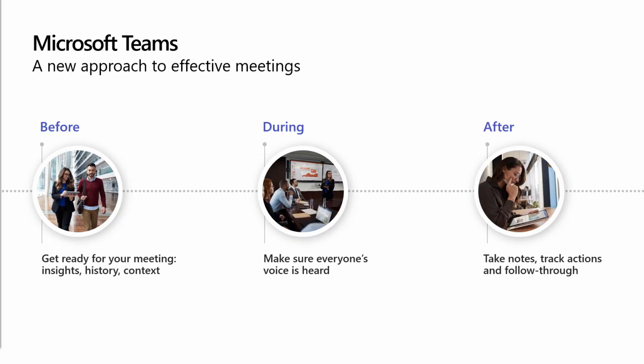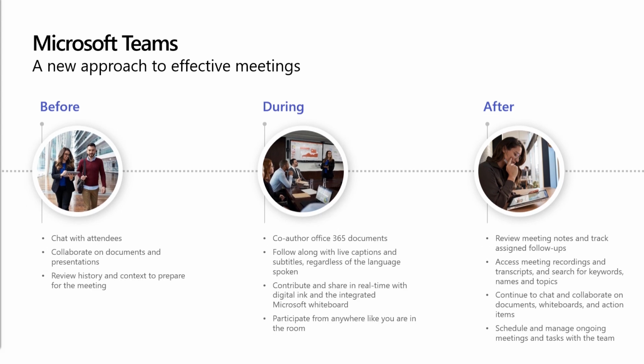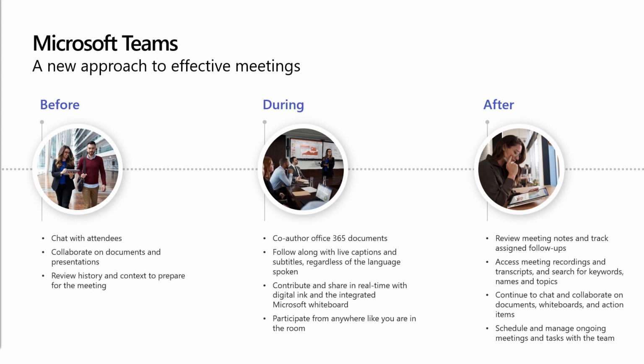Historically, meetings ran in 3 different silos. There was the before, during, and after, and the meeting data wasn't always shared effectively. Or there would be the agenda sent out and then a train of emails updating and changing the agenda. But Microsoft Teams has a new approach. You can now chat with attendees. You can collaborate on the agenda, sharing a single document. You can review the history and context of previous meetings to prepare for future meetings.